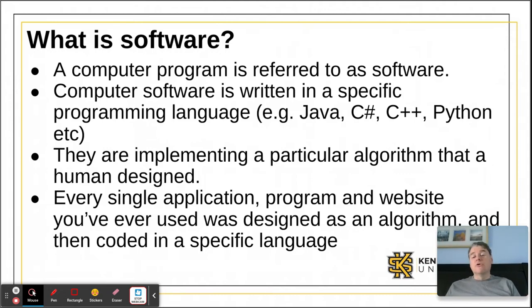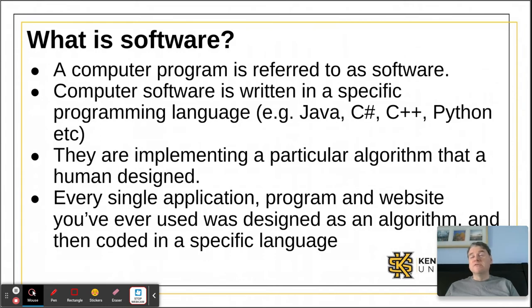Software is a computer program, and a computer program is a bunch of instructions that are very specifically written to make a computer do a specific task. Computer software is written in a specific programming language, and there are many different programming languages out there. For example, later in this lecture, we're going to begin to see Python. We're just going to see a little snippet of Python. And then later in this course, we're going to deal in Java. If you move on to later courses, you'll see C#, you might see C++, and you might see other stuff as well. There are many different programming languages.